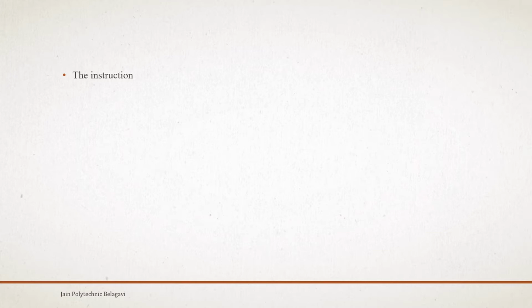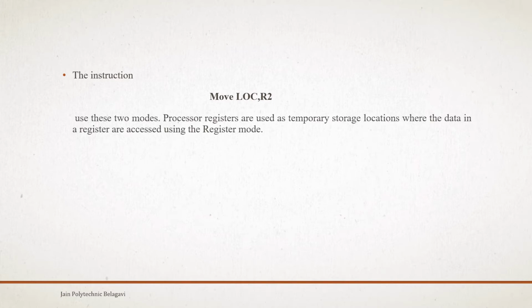Now consider the instruction Move LOC, R2. It uses two modes. Processor registers are used as temporary storage locations. The contents of location LOC are placed in register R2. Now R2 acts as a temporary storage location where data in the register is accessed using register mode. So here you can access the data using register mode. The absolute mode can also represent global variables in a program.